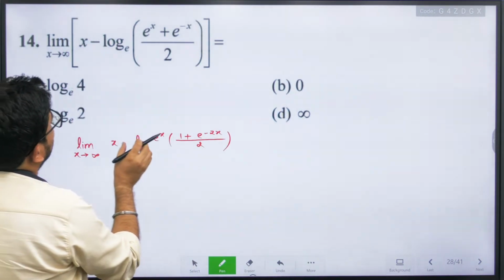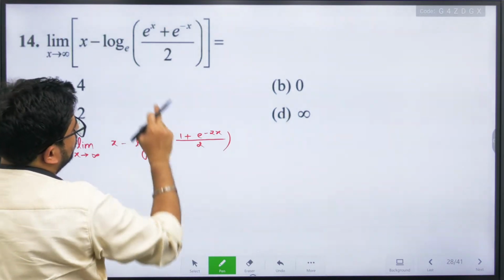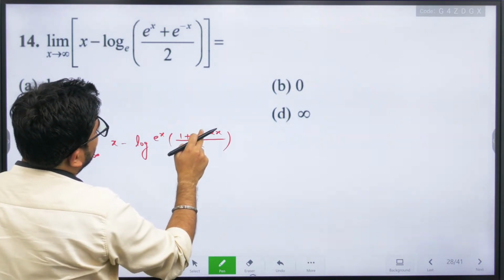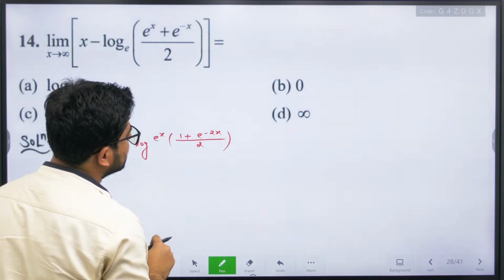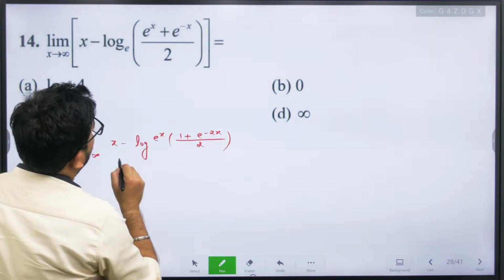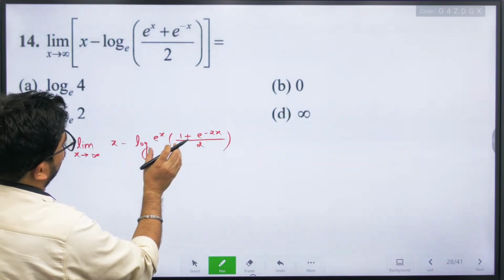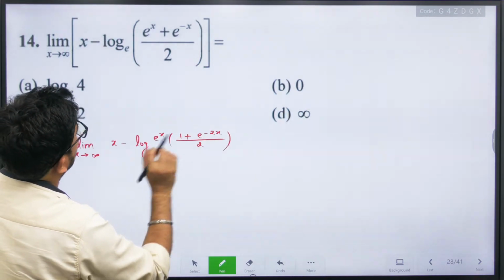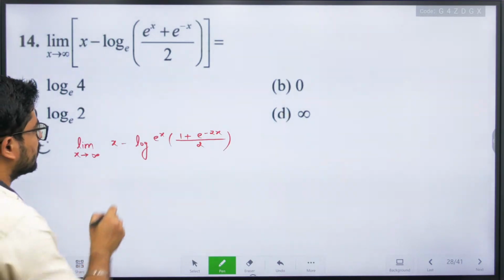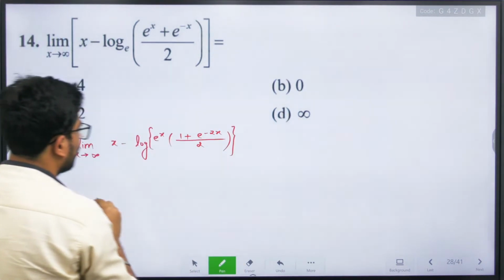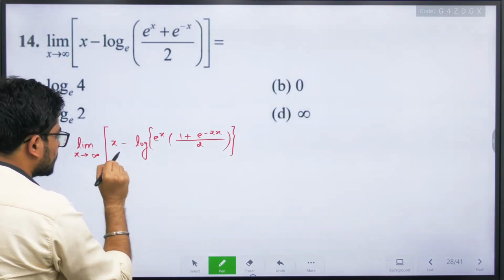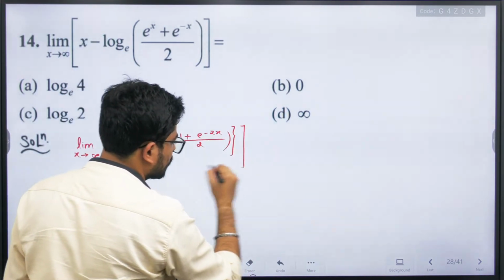Okay. x minus log. Now you can take e power x common. So this is (1 plus e power minus 2x) whole divided by 2. Yes. And log of this thing whole divided by 2. This expression, clear? Now this is the limit of this function, this whole function.